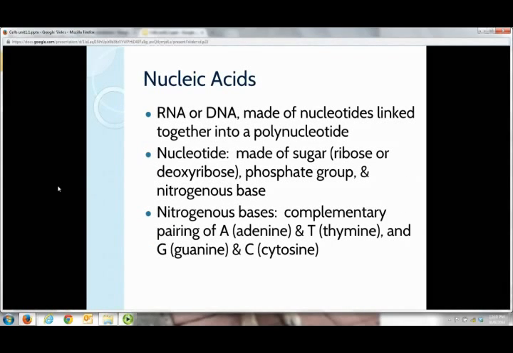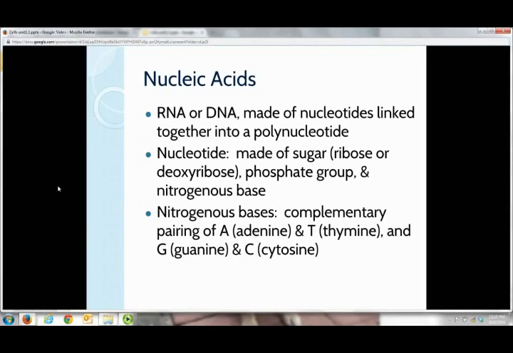The nucleic acids are made up of RNA or DNA. These are nucleotides linked together into a polynucleotide. The term nucleotide is going to mean that you have a ribose or deoxyribose sugar, a phosphate group, and a nitrogenous base. The nitrogenous bases are going to pair complementary.